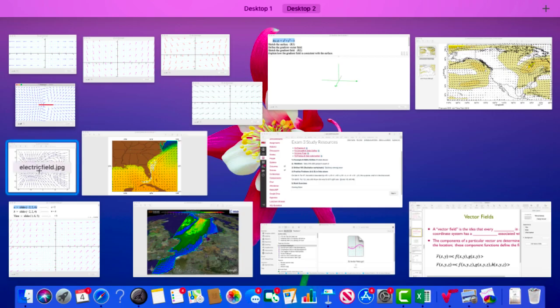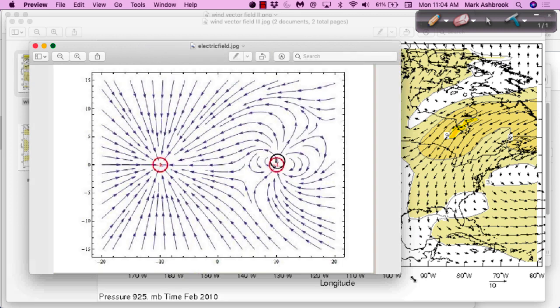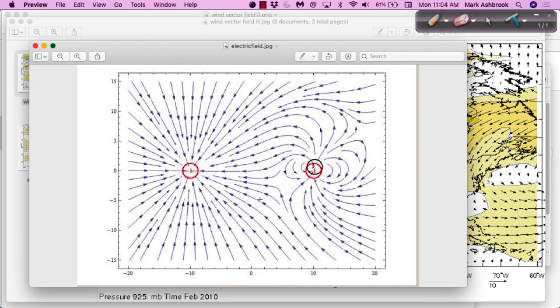Here's an electric field. I've got 3 charges.